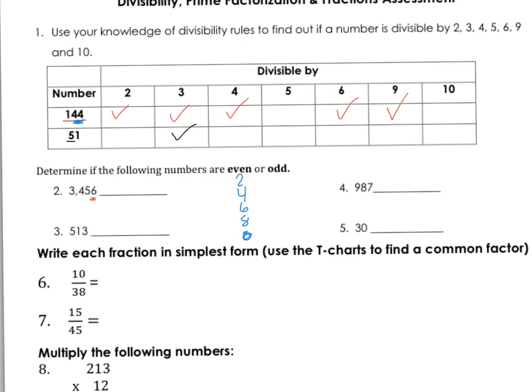All right, odd, every other number starting with 1: 1, 3, 5, 7, 9. Okay, so 6 is even. 3 is odd, so that makes 513 odd. 7 is odd, so that makes 987 odd. And 30 ends with a 0. 0 is even, so that means 30 is even. I don't care what comes before it.